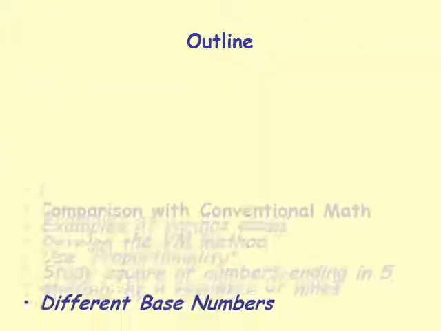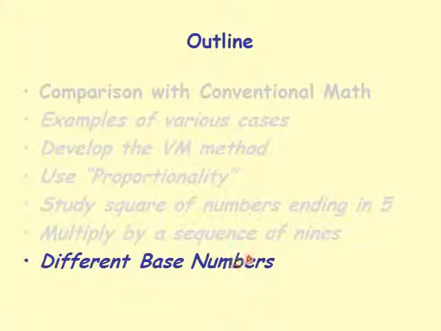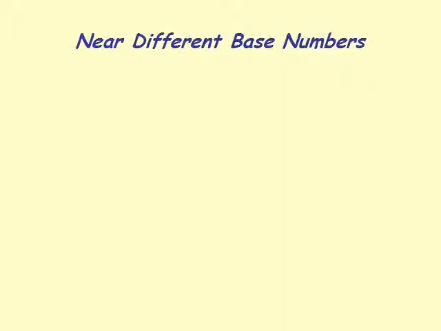Let's continue with the next section here. The next section is the different base numbers. We would have a multiplicand and multiplier that are close to a base number, but the two base numbers are different. Okay, let's continue. Near a different base number, let's see what we're doing here.